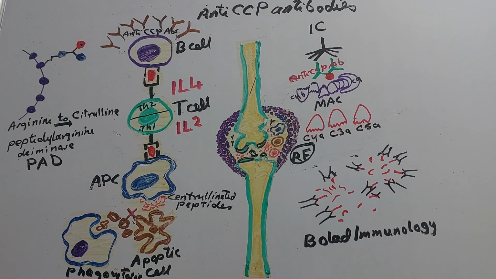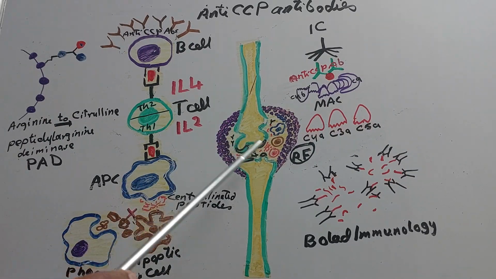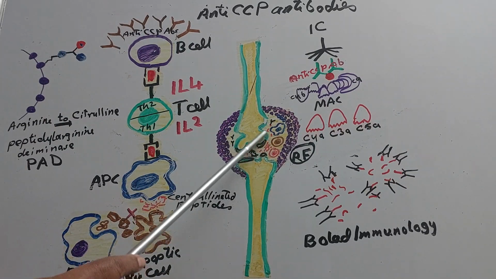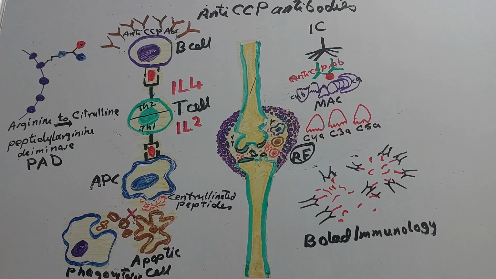And when anti-CCP antibodies are present, they point to the patient being more likely to get erosion of the joint, as can be seen here. This is the destruction of the cartilage, destruction of the bone. It is due to interaction of anti-CCP with their antigens and activation of the complement.